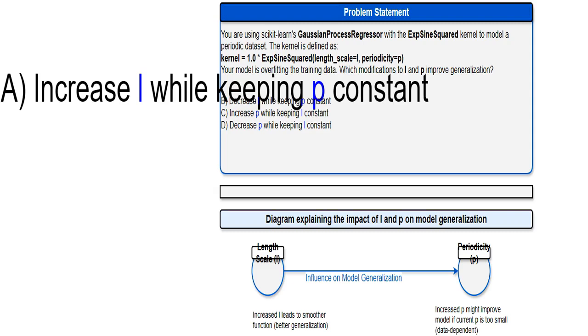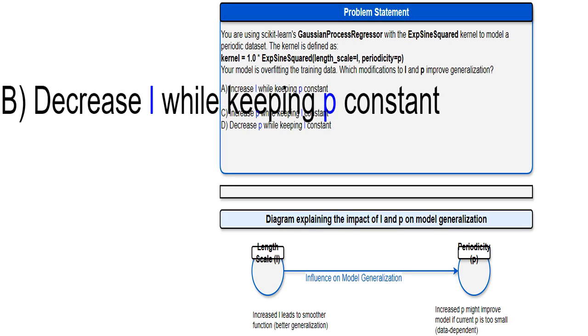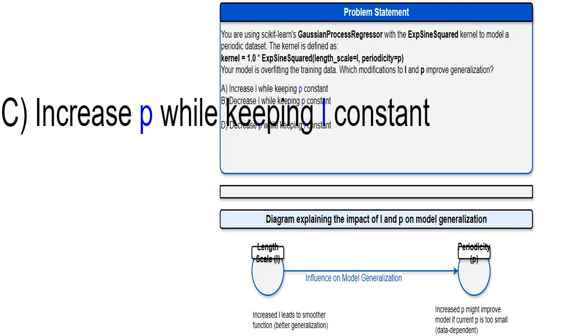If I increase the length scale, L, while keeping the periodicity, P, the same, I'm making the model smoother. This helps prevent it from fitting noise too closely. Think of it like drawing a curve through points. A larger length scale means I'll draw a smoother curve. Decreasing the length scale, L, makes the model more wiggly and complex, which would make the overfitting worse. I don't want that. Increasing the periodicity, P, might help if the model's current period is too short. It's less effective than increasing the length scale for reducing overfitting, but it's worth considering.